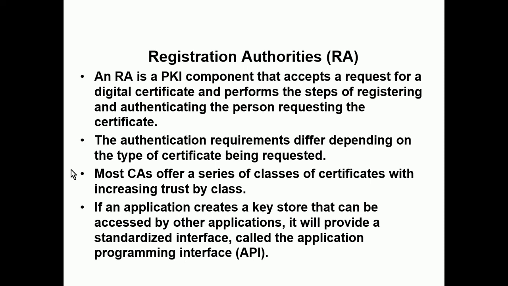A registration authority is a PKI component that accepts a request for a digital certificate and performs the steps of registering and authenticating the person requesting the certificate. So basically, an RA, a registration authority, is the moving parts that allow someone to request a certificate.